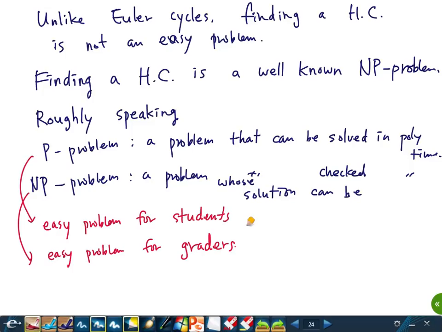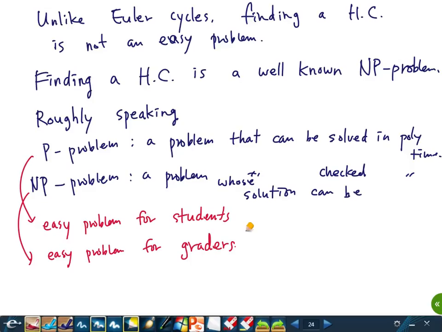So for instance, finding a Hamiltonian cycle. If the graph is complicated, it's difficult to find one, but once you give me a Hamiltonian cycle, I can easily check whether this is correct or not, right? All you need to do is to follow your cycle and then see if it visits every vertex once. It's very easy once you have a solution. That's what an NP problem means.